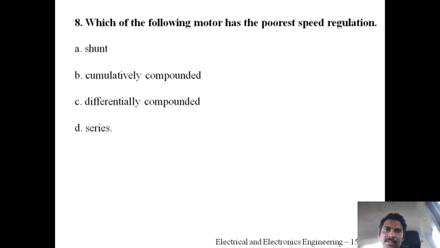Which of the following motors has the poorest speed regulation? If you observe, what is speed regulation? The change in speed from no load to full load. If it is very small, then I can tell it has a best speed regulation. But here if you observe, the speed regulation is very high, the change in speed is very large. Therefore, we can tell the DC series motor has the poorest speed regulation, because of the wide range of speed variation we will get from the speed-current characteristics. You can observe.